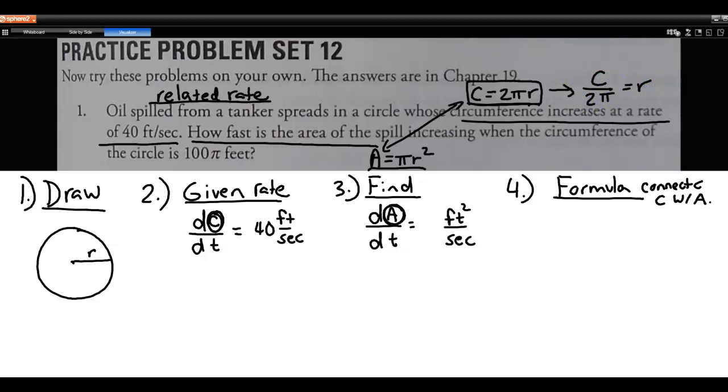Now, why did I do that? Well, now that I know that r is equal to c over 2 pi, then I can take this formula here, area equals pi r squared, and I can replace the r with what r equals.